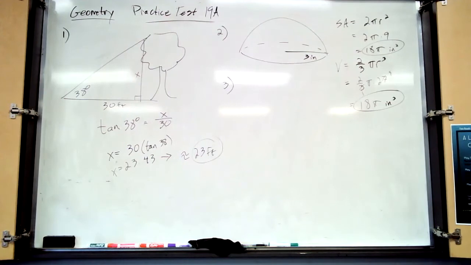So you use the law of sines and the law of cosines if you're given certain sides and certain angles of a non-right triangle.